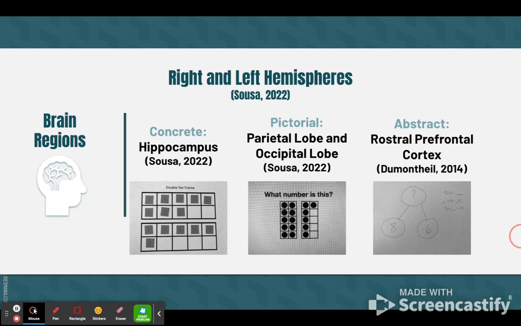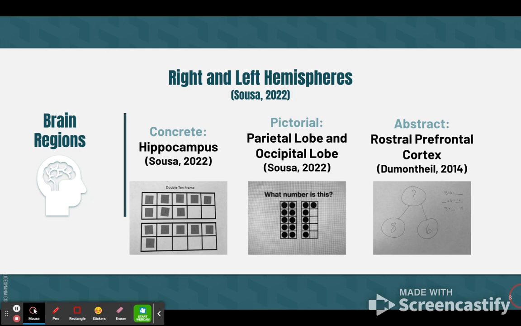So the three pictures that you see here, I actually put in my paper. I was trying to describe each type of activity, and I thought pictures would do the best job of that. So for concrete activities, the part of the brain that's used is the hippocampus. This would be a student using hands-on activities, moving actual blocks from the bottom of a 10 frame to the top of a 10 frame, and really using their hands to manipulate the objects to create a different equation.